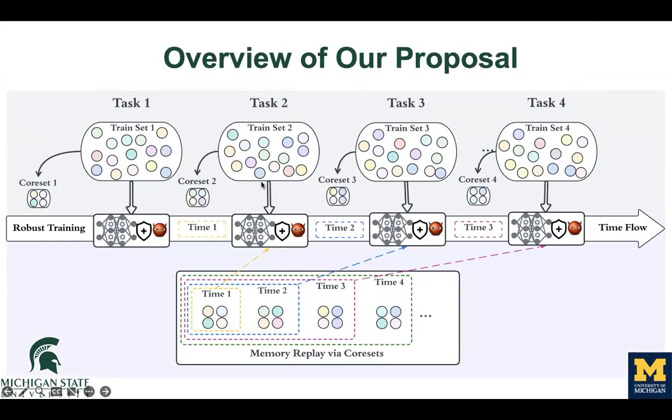Here is an overview of our proposed framework. The key idea of our method is that we leverage memory replaying methods based on the coreset selection and robust training to fulfill data-efficient robustness-preserving class incremental learning. As we can see from this figure, we keep a small ratio of the original training dataset and conduct memory replaying via those coresets and robust training to retain good robustness on the past tasks and the current task.